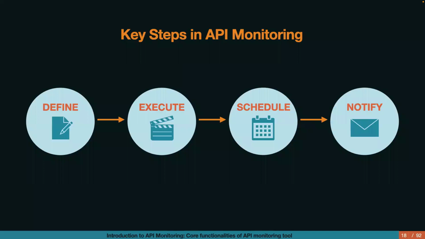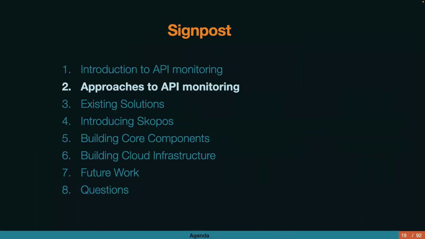Now, while API monitoring tools have these core commonalities, they are not generally one-size-fits-all products. And these functionalities, definition, execution, scheduling, and notification, can be fine-tuned to suit different use cases. Knowing which features to target with an API monitoring tool depends on which approach to API monitoring makes the most sense for that specific use case. With that said, Kathy is now going to discuss some of these different approaches to API monitoring.